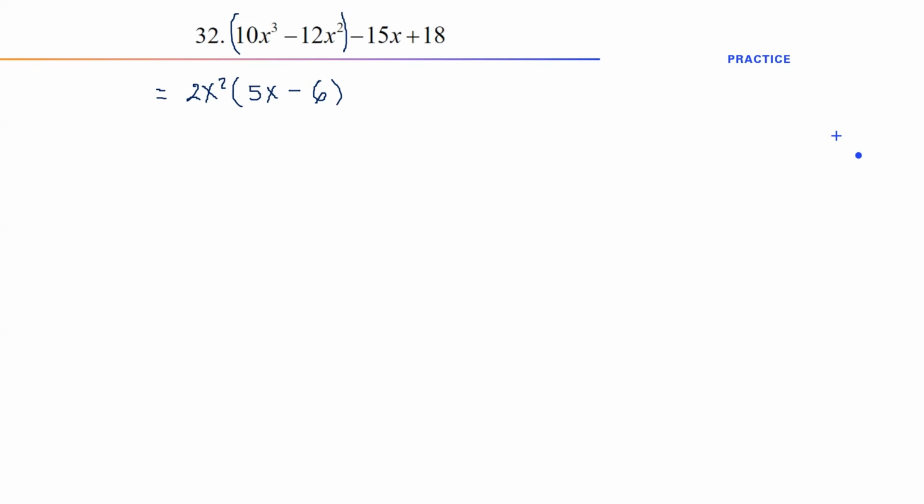Alright, for the last two, the common factor is negative 3. So I have 5x minus 6. Now what is in common is 5x minus 6, times 2x squared minus 3.